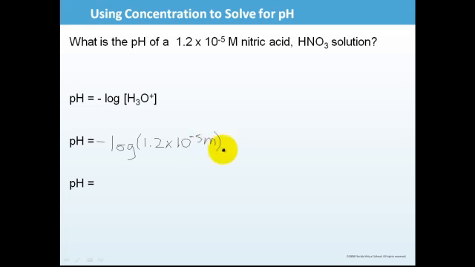Alright, so grab a calculator that does logarithms for you, and take the negative log of 1.2 times 10 to the negative 5. And you would end up with 4.92. Okay, so the pH, 4.92, is less than 7. So that tells us this is acidic.